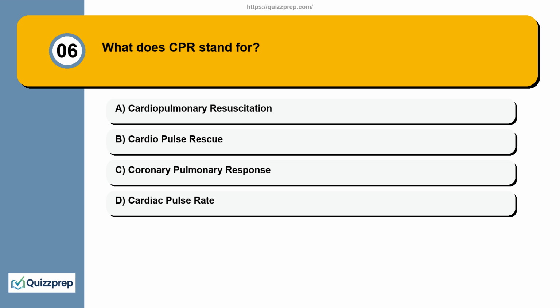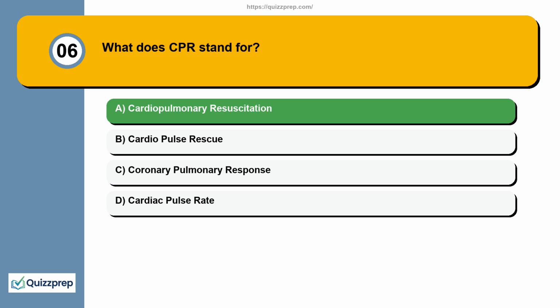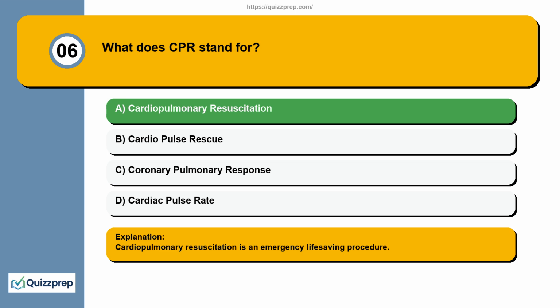Question 6. What does CPR stand for? Here are your options. Option A. Cardiopulmonary resuscitation. Option B. Cardio pulse rescue. Option C. Coronary pulmonary response. Option D. Cardiac pulse rate. The correct answer is option A. Cardiopulmonary resuscitation. Explanation. Cardiopulmonary resuscitation is an emergency life-saving procedure.